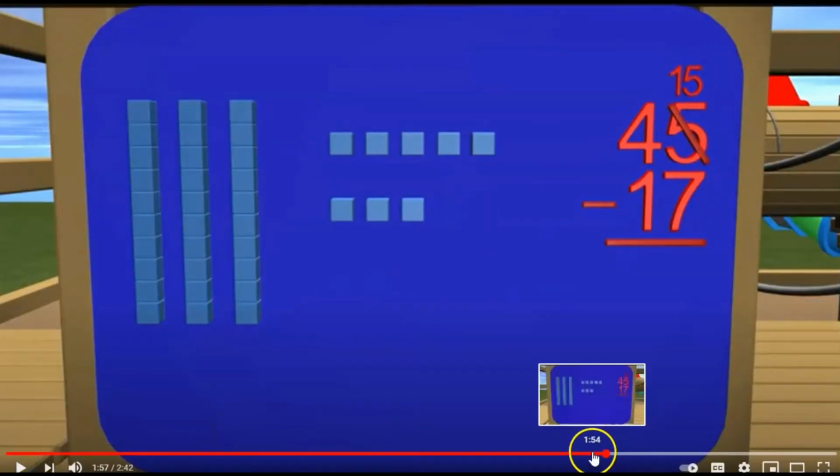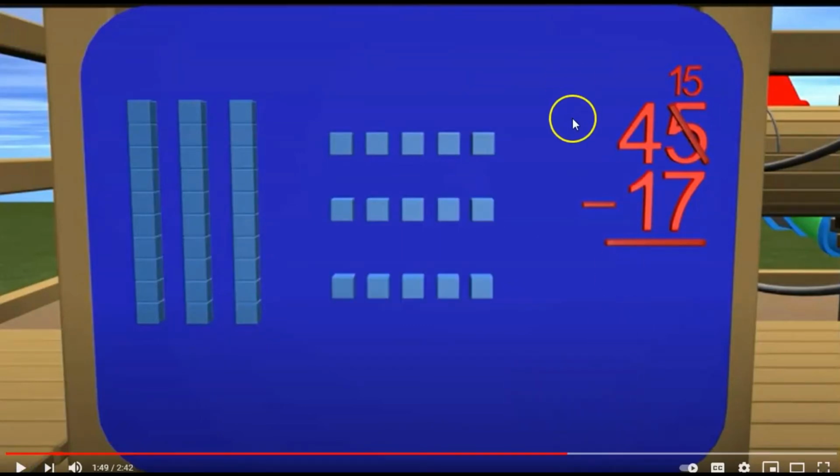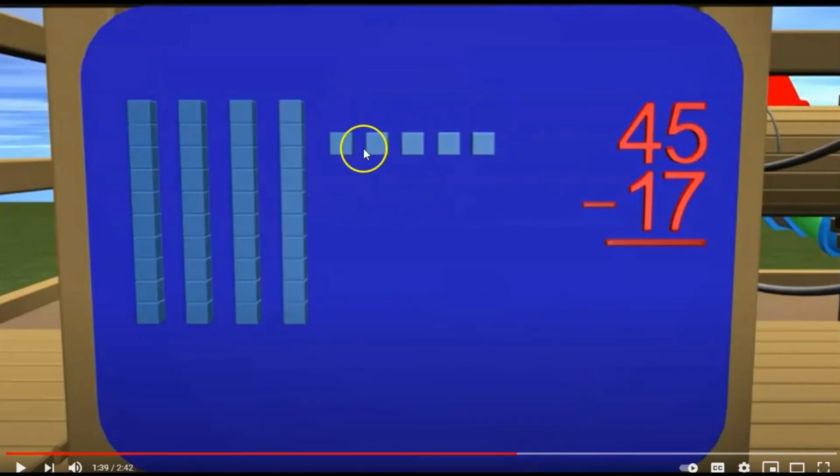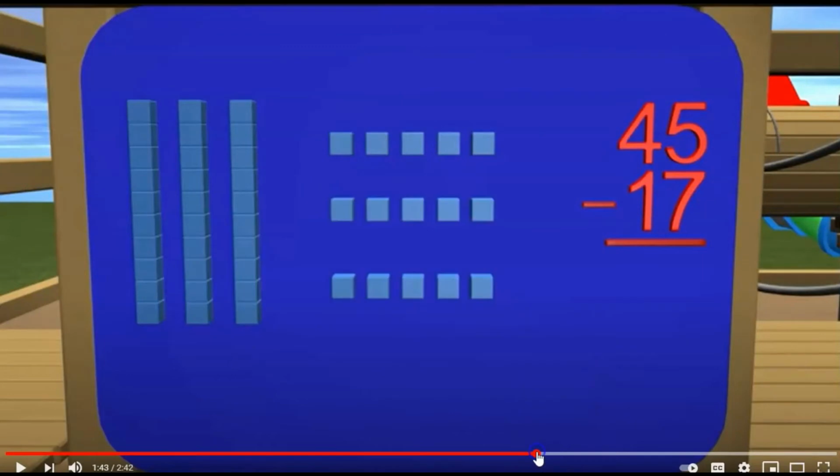Let's just stop here for a second. We know that 5 is not bigger than 7, so we can't, let's go back here a little bit. We can't subtract 7 ones because there's only 5 ones left, right? So what we're going to need to do is go to the tens place value and break one of these up so we have more ones.